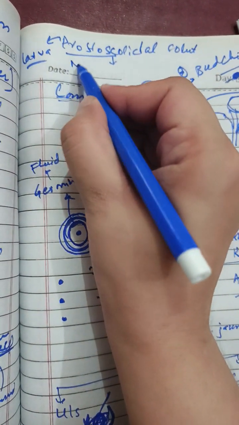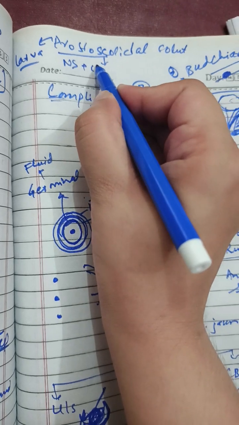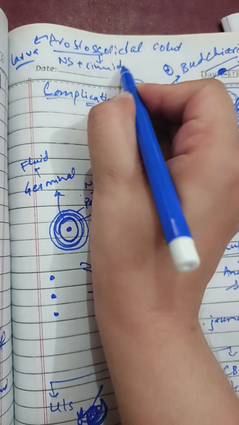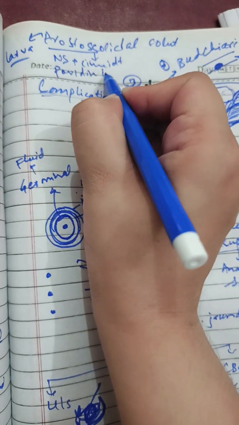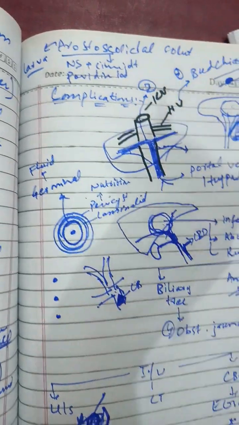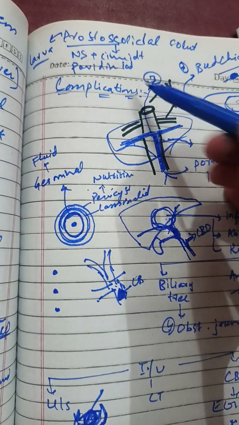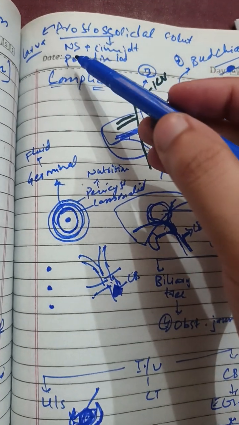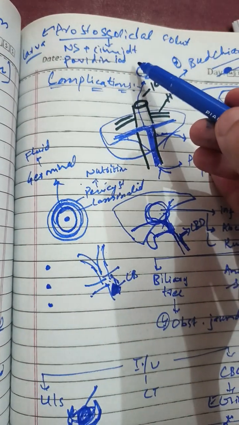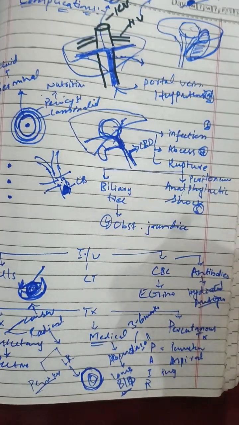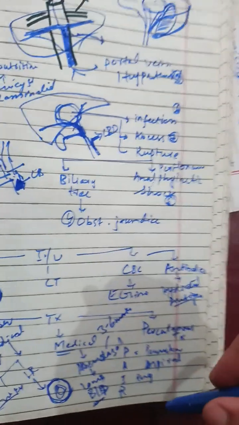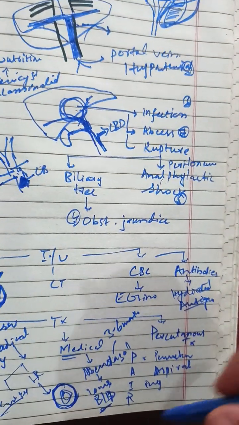It includes normal saline, cimetidine, povidone iodine, and chlorhexidine. The normal saline, the cimetidine, and the povidone iodine kill the larva of the Echinococcus granulosus, and then we can again re-aspirate the fluid from the cyst.